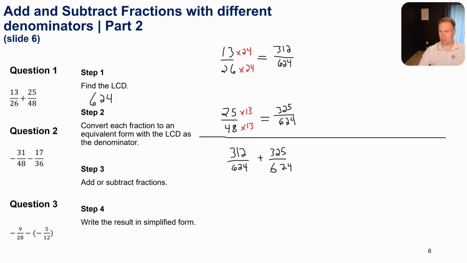All right, so then at this point, we can add our two numbers together. We get 637 and we get 624 here. Okay, so this is actually both an improper fraction, which we can convert, and it's also something that we can simplify down here.